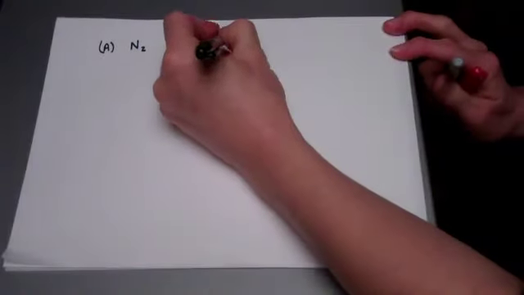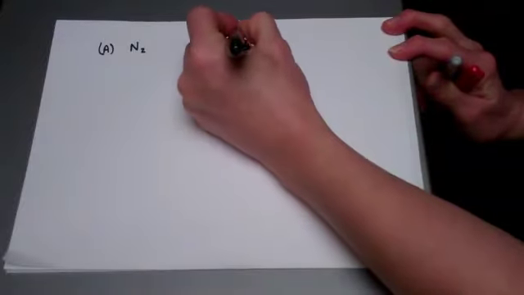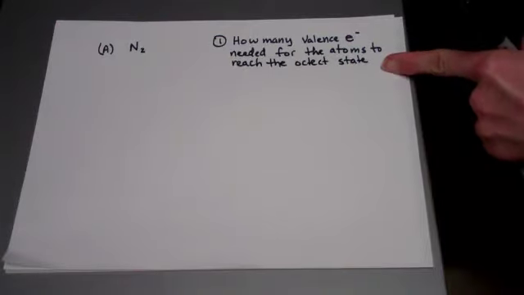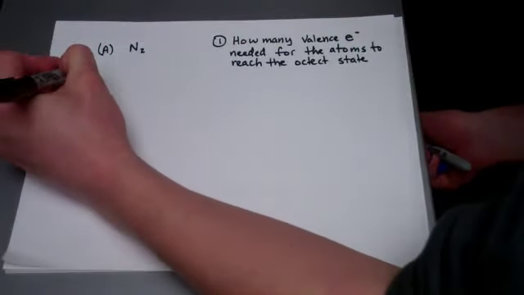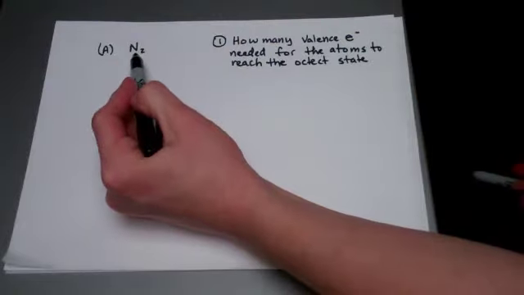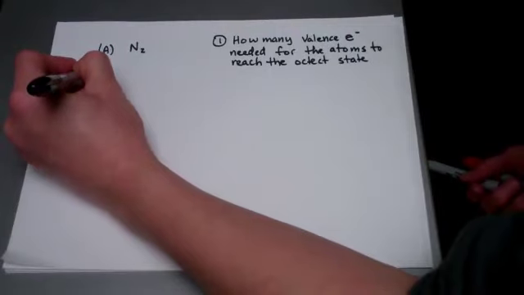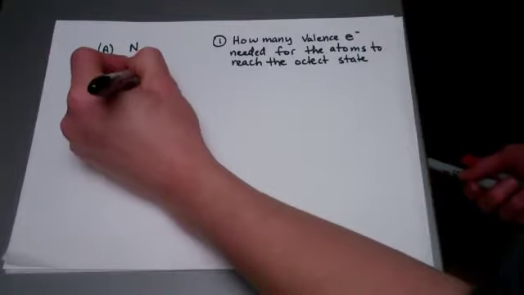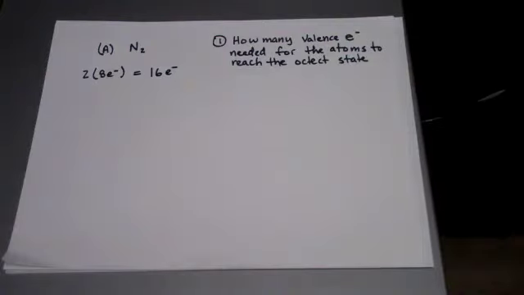So remember, what's the first thing that we need to do? We need to figure out how many valence electrons are needed for the atoms to reach their octet state. Each of these nitrogen atoms requires 8 electrons to fill its octet. We've got 2 nitrogens at 8 electrons each, so we need a total of 16 electrons for both of those to be happy.